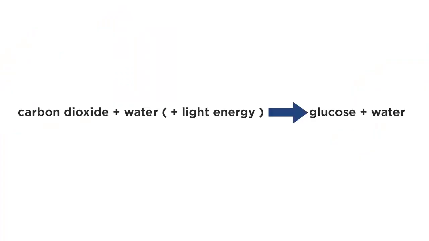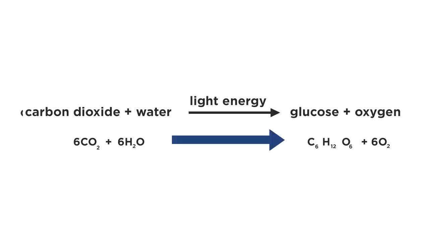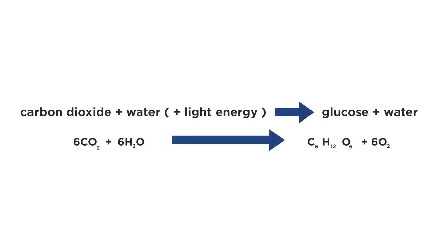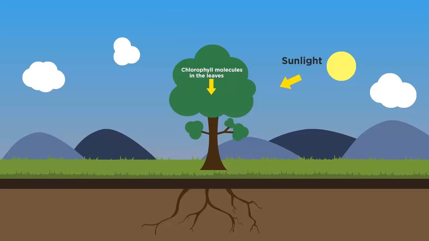We show the light energy in brackets because whilst it is not a substance, it is an essential requirement for photosynthesis to happen. We could have written the equation like this instead. The equation is a very simple representation for a complex process, but is as much detail as we need to know at this stage. So we know the light energy comes from the sun and is absorbed by chlorophyll.